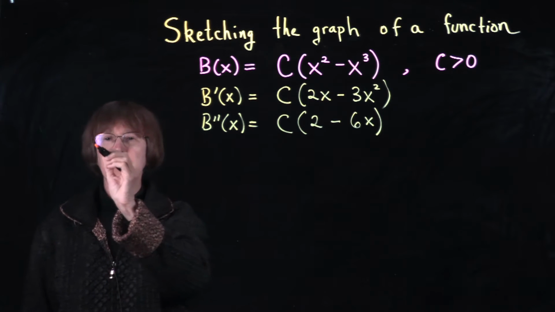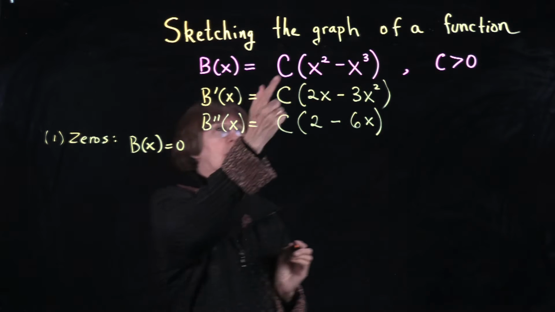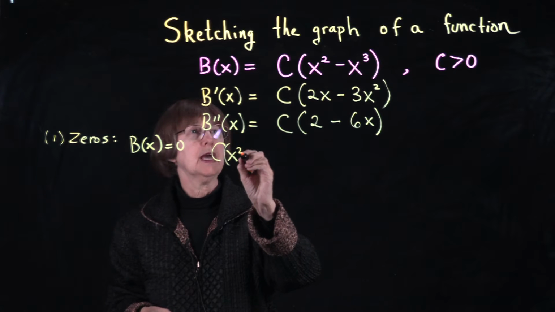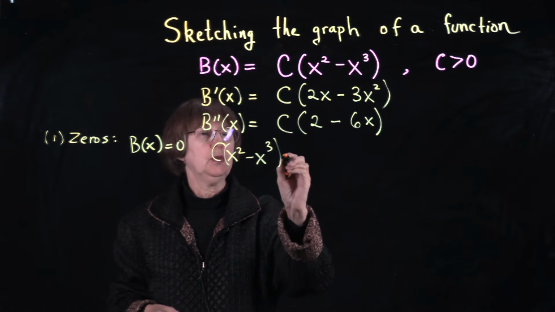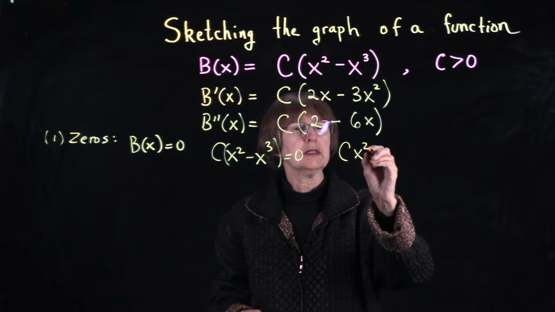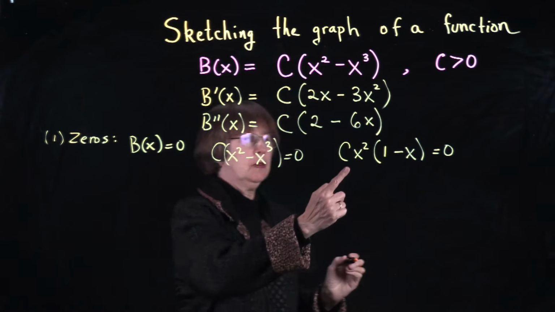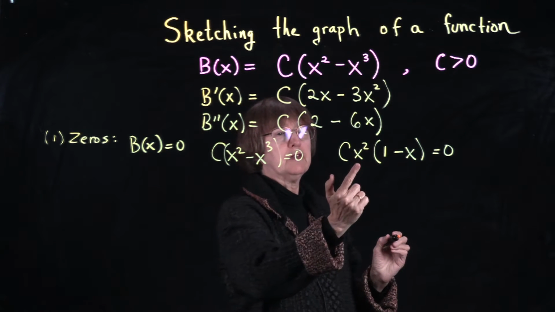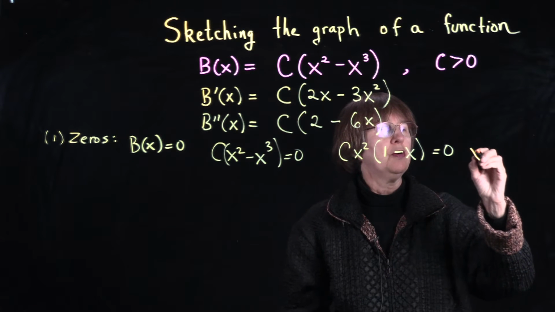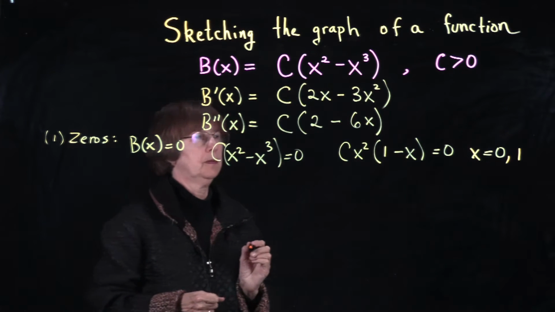Let's proceed first of all to find the zeros of the function. So we'll have the equation c times x squared minus x cubed equals 0. Factor it, and when we do so, we get cx squared times 1 minus x equals 0. The only way that this can be 0 is if this factor or this factor is 0. The solutions are either x equals 0 or x equals 1 from this factor.